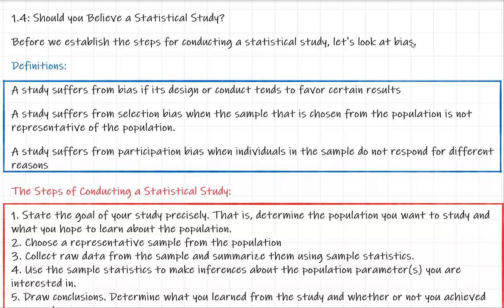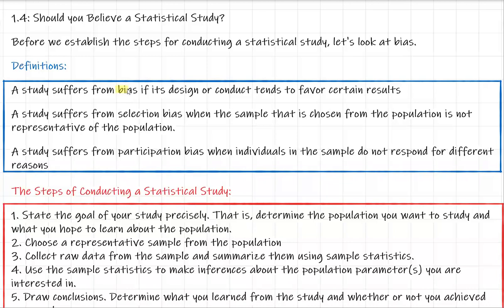So before we look at some guidelines for analyzing a statistical study, we're going to have to look at the steps of how to conduct one. And before we do that, we're going to want to talk about bias really quick. Okay. So here are a few definitions for bias.